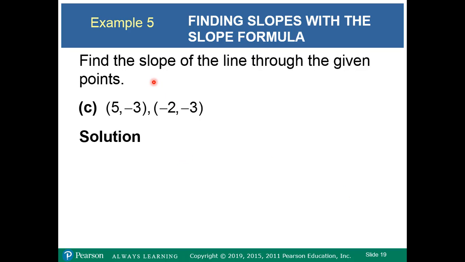What about this one? Well, here again we do rise over run, so the difference in the y's divided by the difference in the x's. If we start with this one, we go -3 minus -3, which is 0. And then we have -2 minus 5, which is -7. So we get 0 over -7, which is 0, which means we have a horizontal line because the slope is 0.